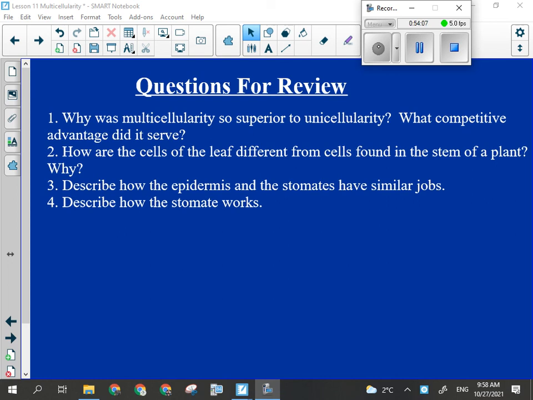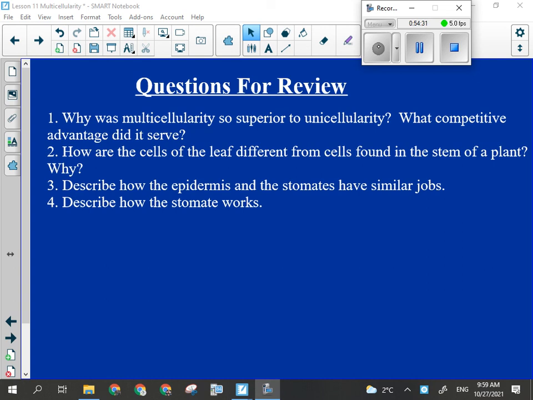Whereas the leaf doesn't have to support anything except itself, and its main job is to carry out photosynthesis. It's going to have way more chloroplasts, less worry about cell walls and stuff like that. So they'll be structurally different because they're specialized to do different jobs. Specialization is a word you want to use as often as possible when you're talking about multicellular versus unicellular.